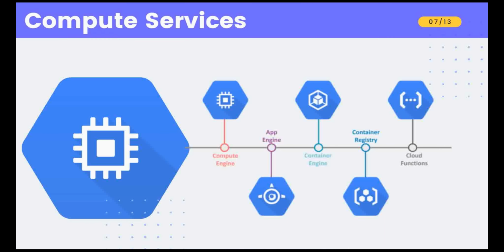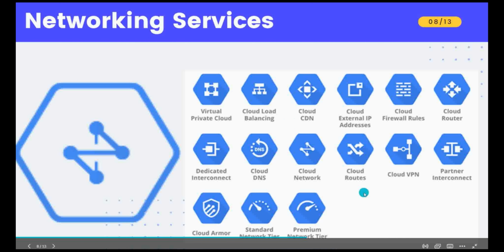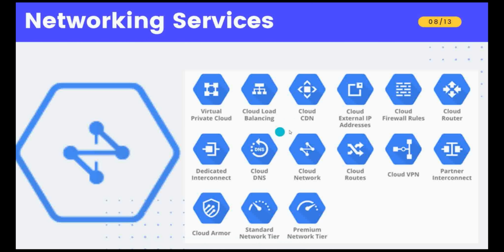Let's move on to the next service, that is networking services. As you can see, these are all the products available in networking services: VPC, load balancing, Cloud CDN, firewalls, routers, etc. All of these services are used to set up networking with GCP. These are the advantages of the networking services. Virtual private cloud, load balancing, CDN, DNS, everything will help the customer to connect or set up a network with GCP.